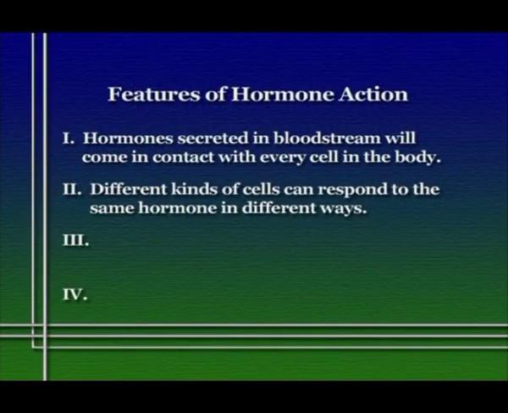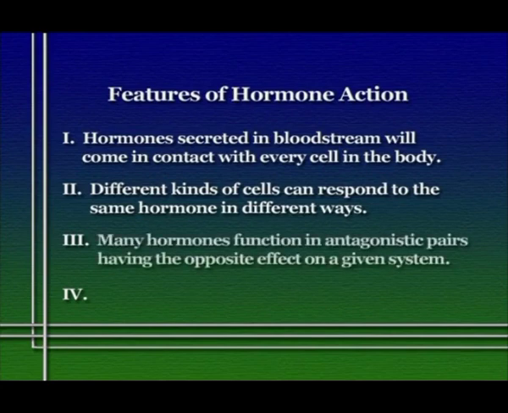Now, a third general feature of hormone action, which we haven't seen yet, is that many hormones function in so-called antagonistic pairs. In other words, one hormone will have one effect on the system, while a different hormone will have exactly the opposite effect. This kind of antagonism is really characteristic of physiological control systems that are homeostatically regulated. Let me illustrate this point with an example involving the regulation of blood calcium levels.